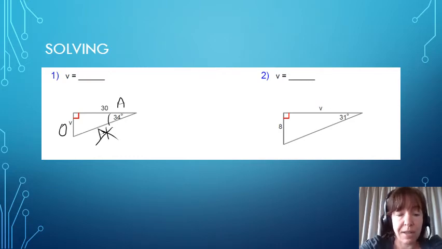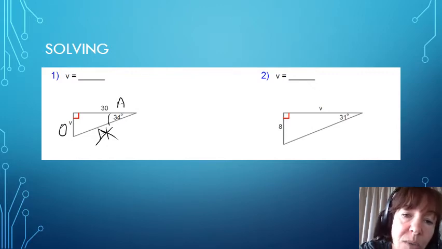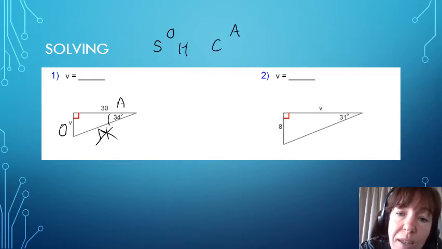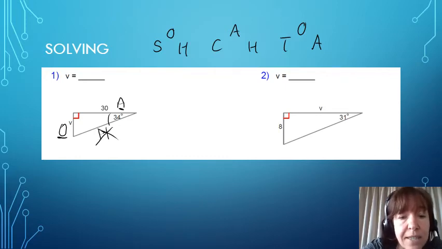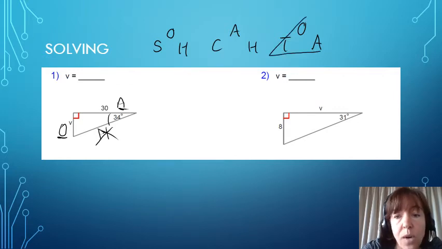I've labeled my triangle, and now I need to think about which triangle rule to use. I'm going to write my SOHCAHTOA up at the top here: SOHCAHTOA, or some old hens cackle and howl till old age. I need to say, which one of those three uses the opposite side and the adjacent side? That's not SOH or CAH, but my TOA does use my opposite and my adjacent. So that is the one I'm going to use.